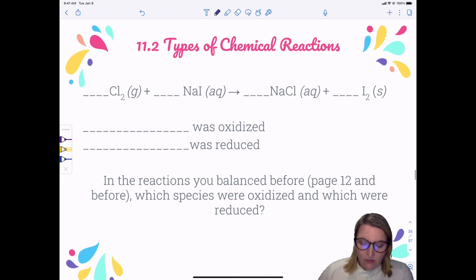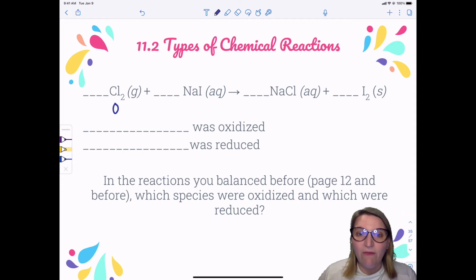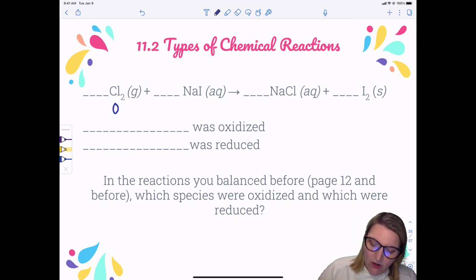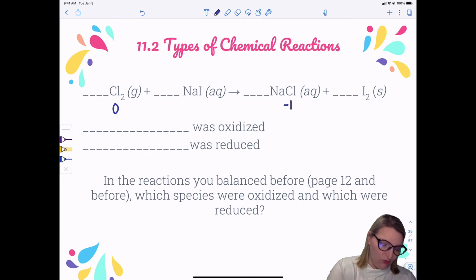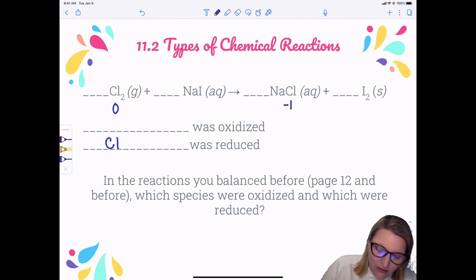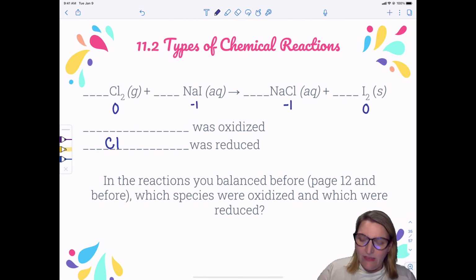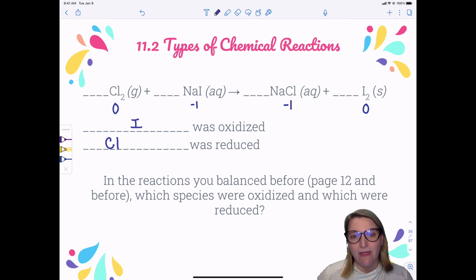We can see this also when we look at single replacement reactions with those nonmetals, right? Chlorine, any element by itself is 0. In the ionic compound, it has a charge of -1. So if it goes from being 0 to -1, it must have gained an electron, which meant that it was reduced. So chlorine was the one that was reduced. Iodine goes from being -1 to 0, so it must have lost an electron. So the iodine was oxidized. So these are 3 examples.